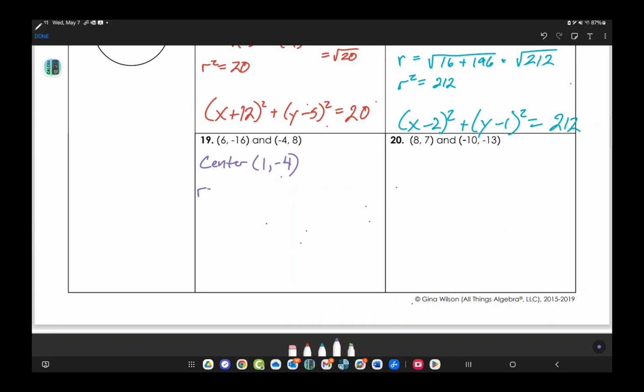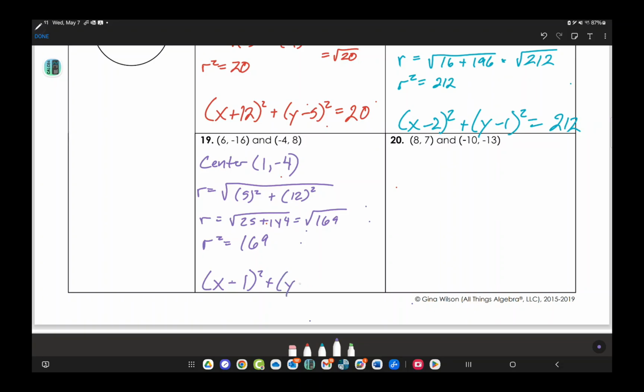All right, radius. Distance between 1 and 6 is 5, so 5 squared. Distance between negative 4 and negative 16 is negative 12, or 12, because it really doesn't make a difference. You're going to square it anyway. So that gives me that r is equal to the square root of 25 plus 144, which is the square root of 169. So r squared is 169. So (x - 1) squared plus (y + 4) squared is equal to 169.